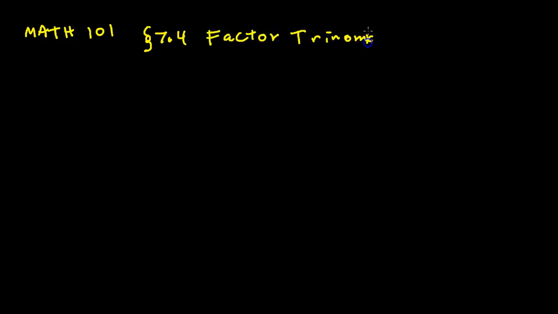Good morning. Today we're going to talk about section 7.4 in Math 101, chapter 7, section 4. We're still going to factor trinomials as we did in section 7.3, but it's going to be trinomials where your lead coefficient is not equal to 1. You may recall in section 7.3, we restricted A to be equal to 1. Here in section 7.4, that lead coefficient is not going to be 1.